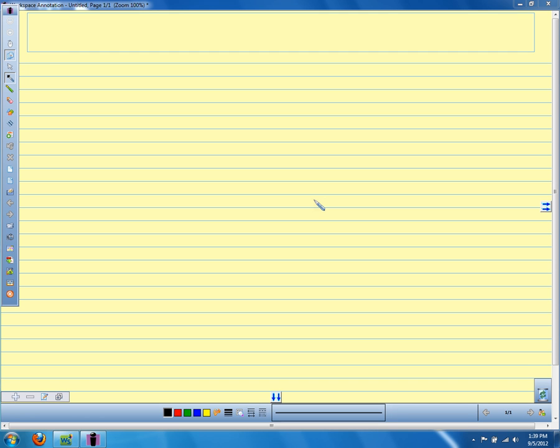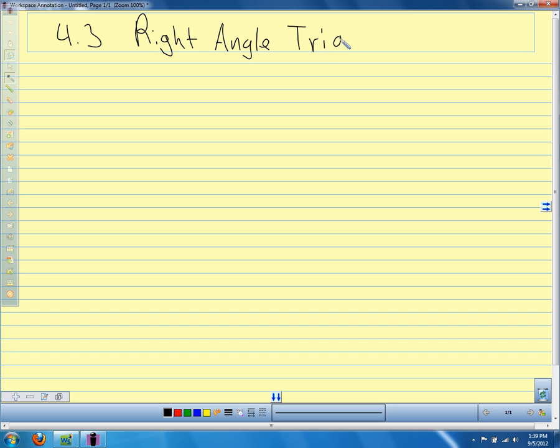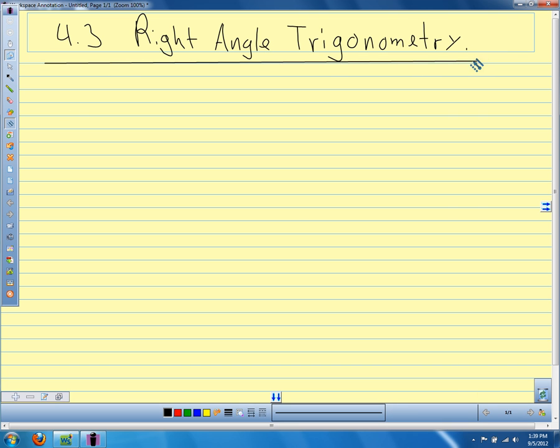All right, so we're jumping over section 4.2 and we're into 4.3 right now. We'll go back to 4.2. We're talking about right angle trig. And trigonometry, the base for trigonometry, trigon just means a triangle, and metry comes from meter, which means to measure. So basically we're talking about measuring triangles is where trigonometry comes from.